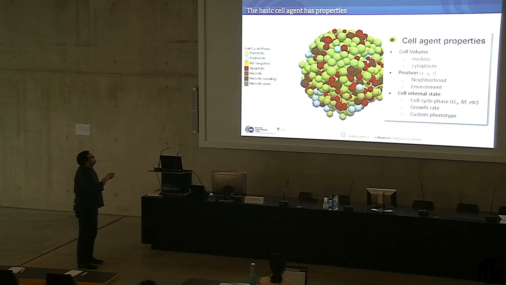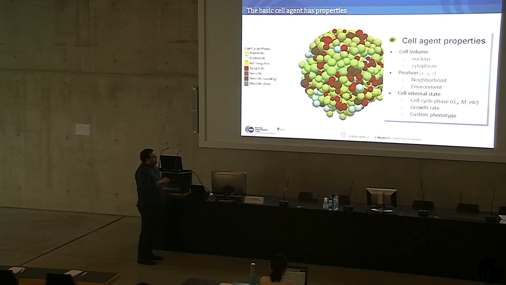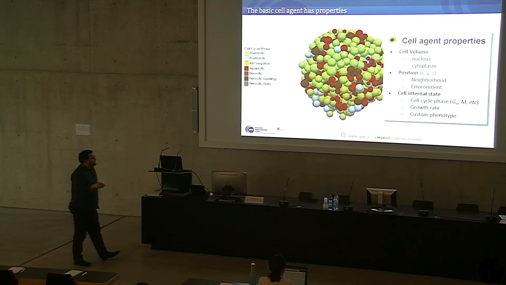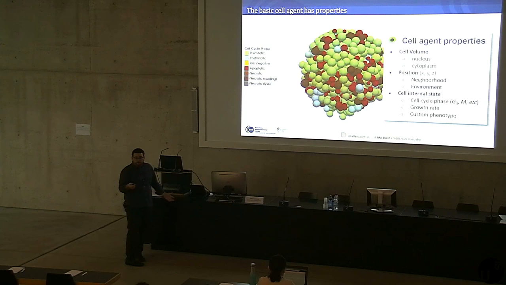The basic cell agent has different properties, such as cell volume. You have a volume for the nucleus, which is the internal part of the cell, and a volume for the cytoplasm. You have different positions, so you know where the cell is and what neighborhood the cell has. You define some kind of environment by fields or by passive agents, et cetera. You also have an internal state, which can be the cell phase, the growth rate, or a custom phenotype, which is, in fact, where we connect our tool.